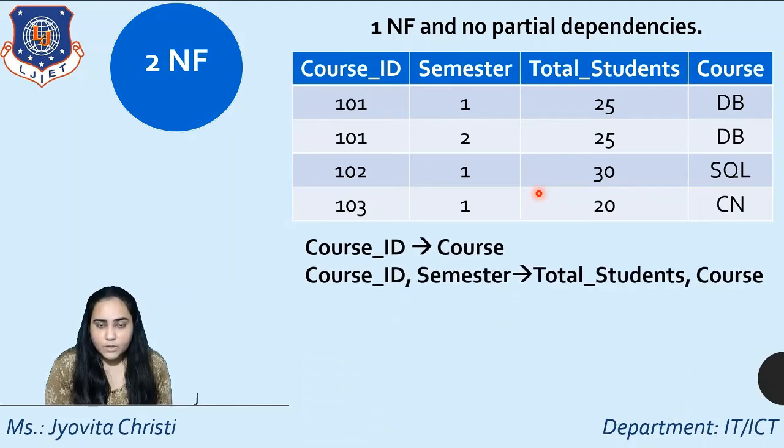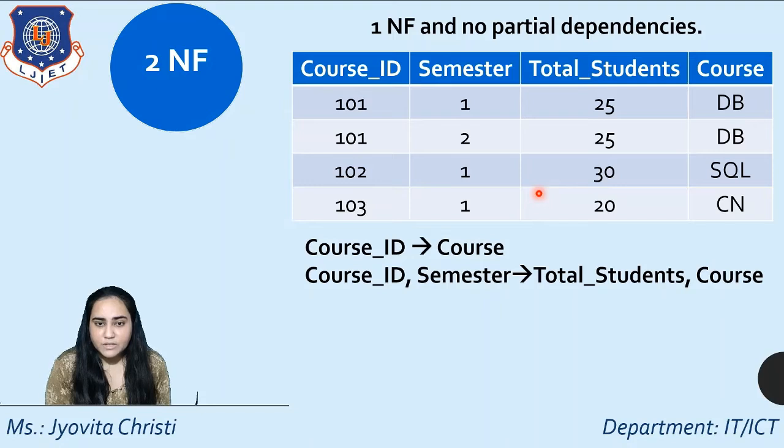So this table contains course ID, semester, total students, and the course. The course ID tells you the IDs of different courses, and semester gives you the semester in which the course is being taught. And there are total number of students who are taking that particular course. And there's of course the name of the course.